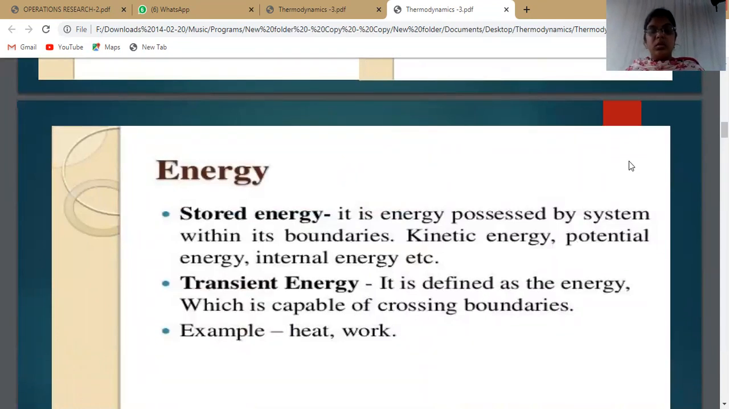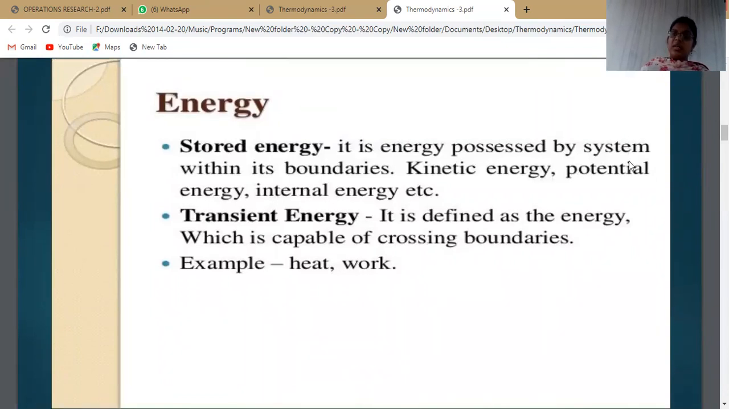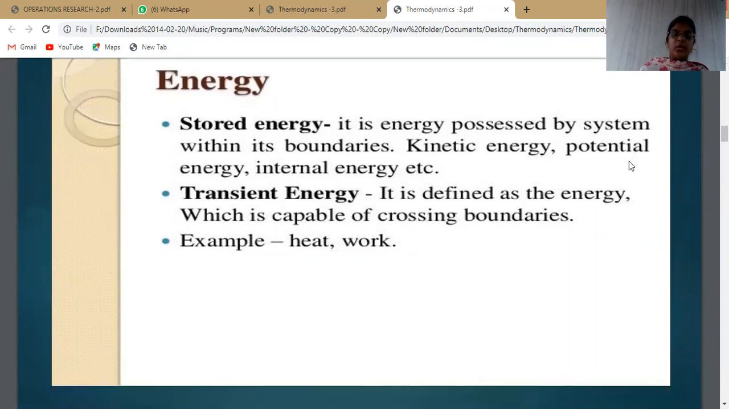Energy has two types. Stored energy is energy possessed by the system within the boundaries: kinetic energy, potential energy, internal energy. Those are all the energies within the system's boundaries, which is stored energy. Transient energy is defined as the energy which is capable of crossing the boundary. The energies that cross the boundaries are heat and work. Heat can cross the boundary, and work can cross the boundary.